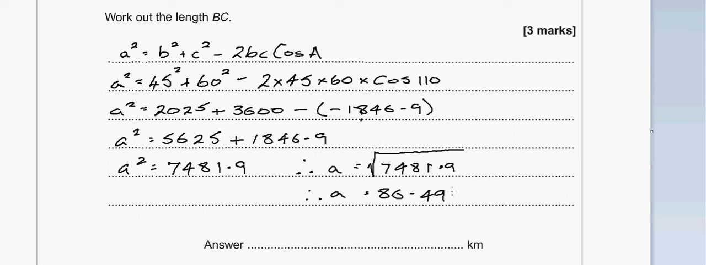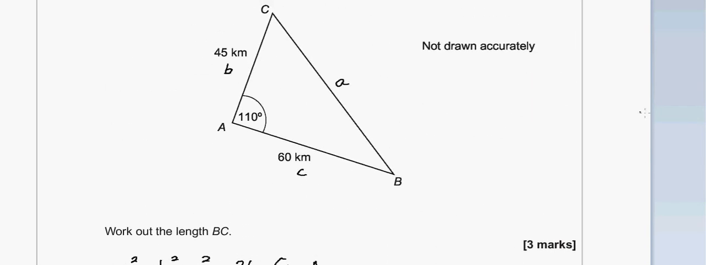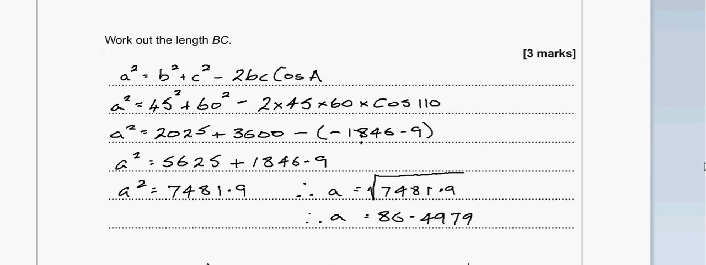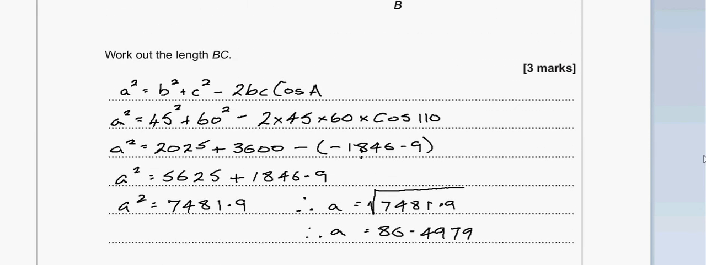We'll actually get 86.4979. So this means that this is 80 odd centimeters or kilometers long, which feels about right, because if this is 40 and this is 60, something around about the 80-90 mark will be about right.